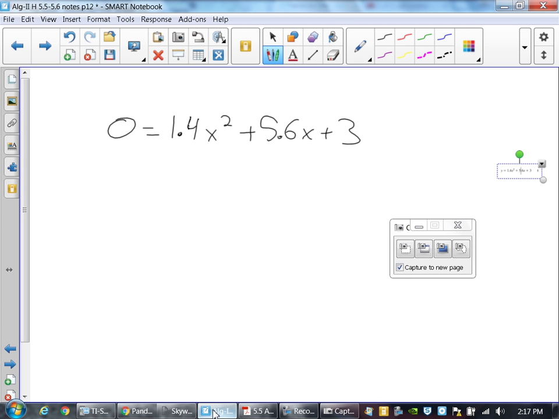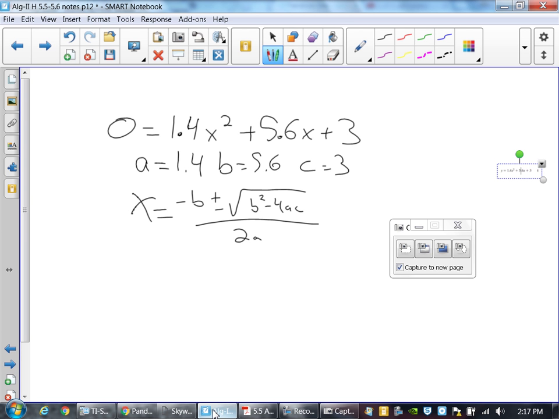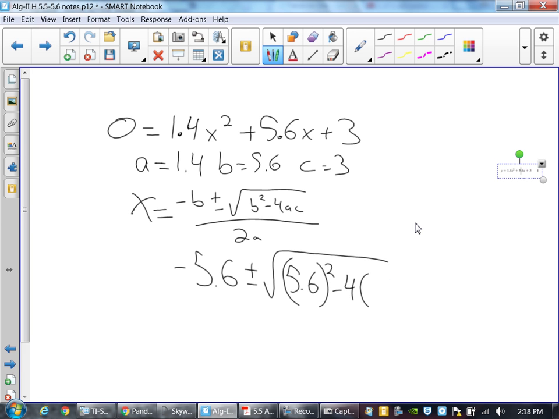So in this case here, you've got a, b, and c values. Sing the song to yourself a couple times. X equals negative b plus or minus the square root of b squared minus 4ac, all over 2a. And then you just fill in the blanks. Okay? You've got negative 5.6 plus or minus the square root of 5.6 squared minus 4 times 1.4 times 3, all over 2 times 1.4.